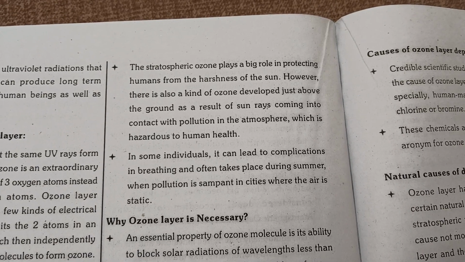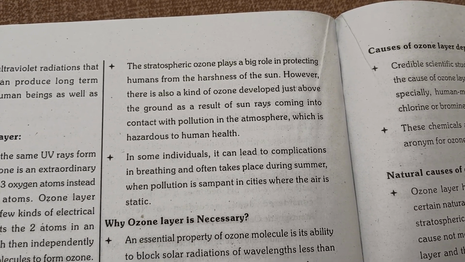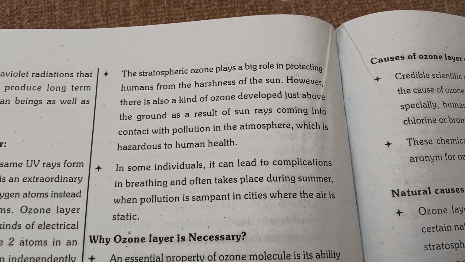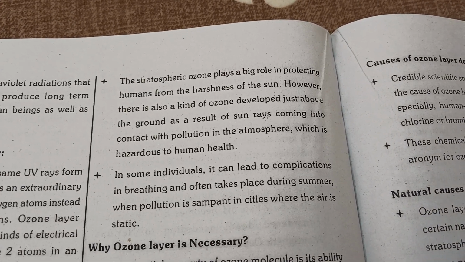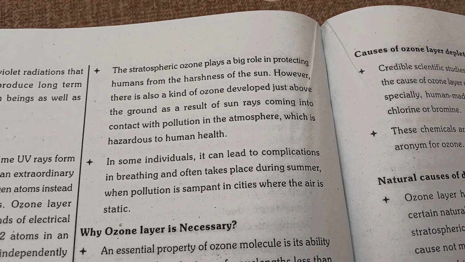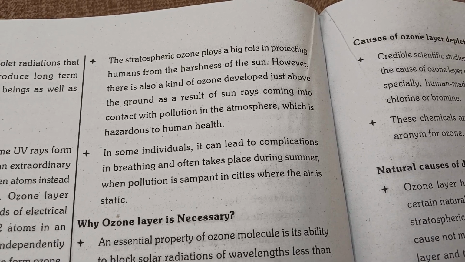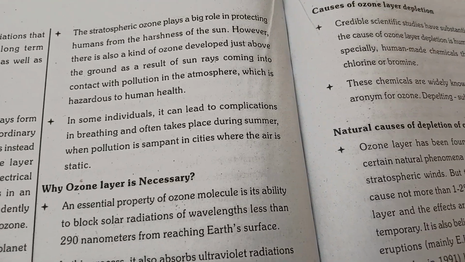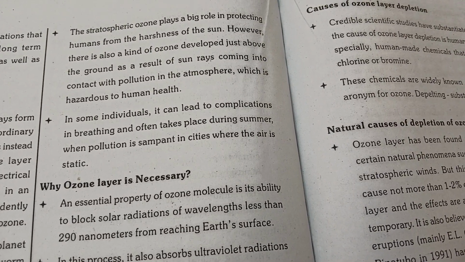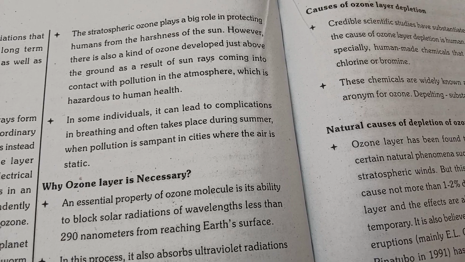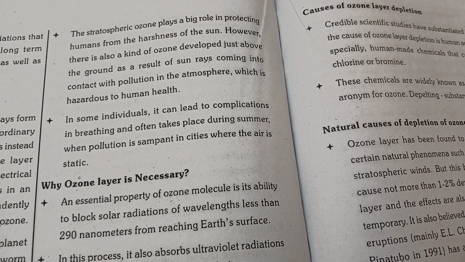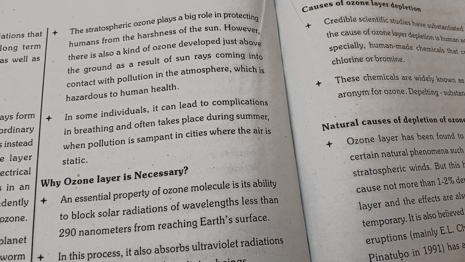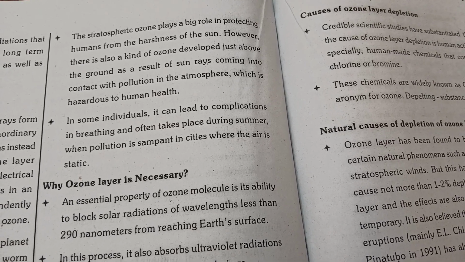The stratospheric ozone plays a big role in protecting humans from the harshness of the sun. However, there is also a kind of ozone developed just above the ground as a result of sun rays coming into contact with pollution in the atmosphere, which is hazardous to human health. In some individuals, it can lead to complications in breathing and often takes place during summer when pollution is present in cities where the air is static.